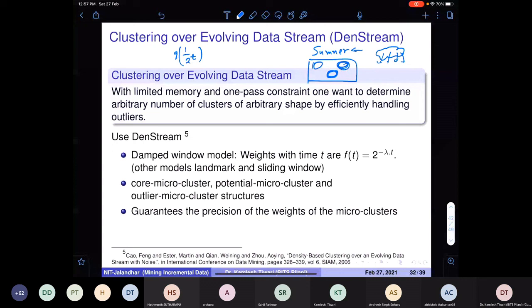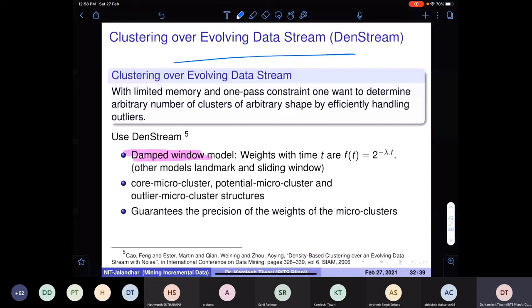We are going to talk on the same model, which is the damping model, the damped window model. What does it mean? When items are coming, they are given a weight: if it is the most recent item, and we go t time before, whatever item was there is going to have the weight 1 upon 2 to the power t. Here lambda is also there, so the weight is 2 to the power minus lambda t. Every item is going to be given this weight.